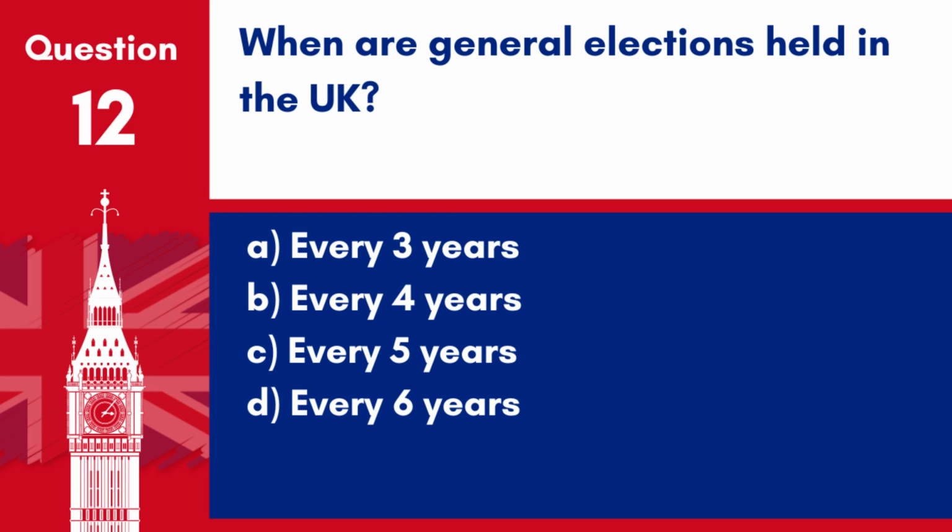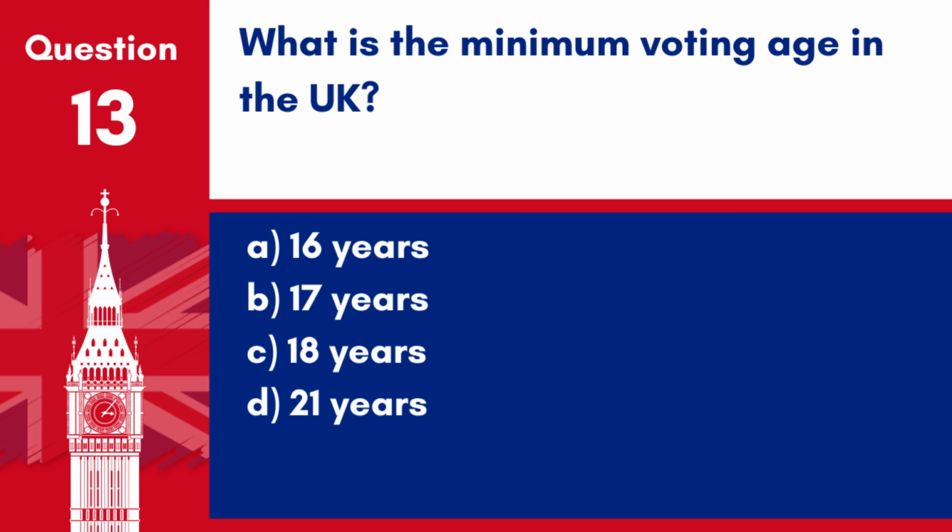Answer: C. Every 5 years. General elections in the UK are typically held every 5 years. Question 13. What is the minimum voting age in the UK? A. 16 years. B. 17 years. C. 18 years. D. 21 years.